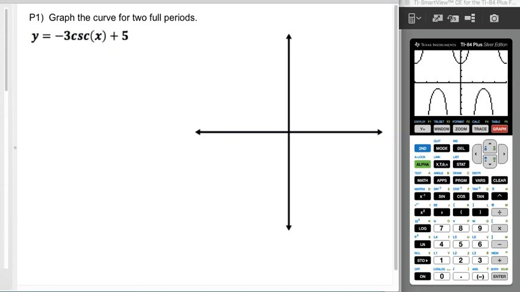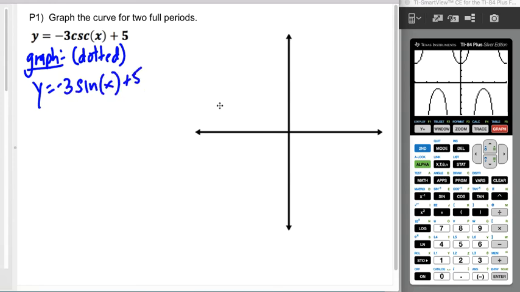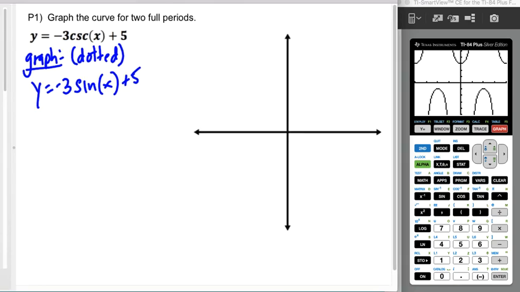All right, so let's go ahead and you try one. So again, in blue, we're going to graph the sine function that would correspond with this, right? So what we're going to do is as a dotted line, you're going to graph y equals -3 sine of x plus 5, right? Now, that's not to say that some of you can't do this in your head and not actually write the dotted lines, and that's totally your business, right?